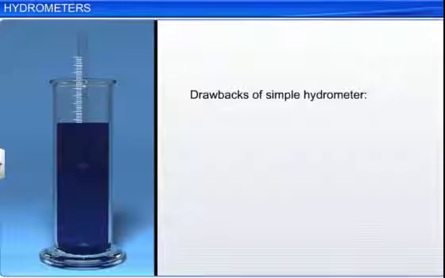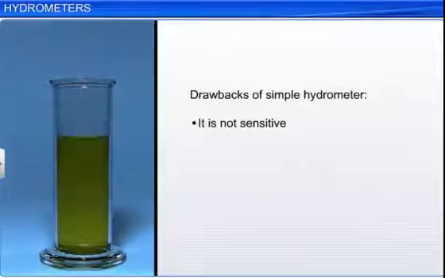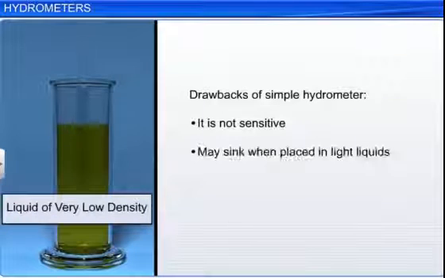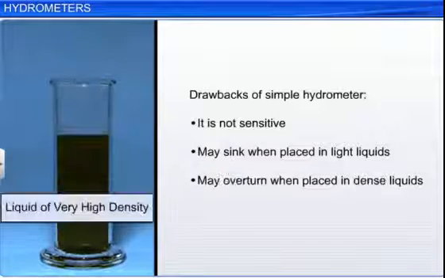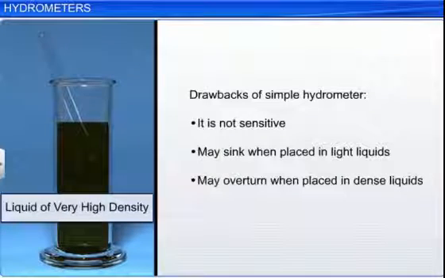There are many drawbacks with a simple hydrometer. Firstly, it is not sensitive and cannot be used to identify minor changes in densities. Secondly, it may sink when placed in very light liquids. It may also overturn when placed in dense liquids.